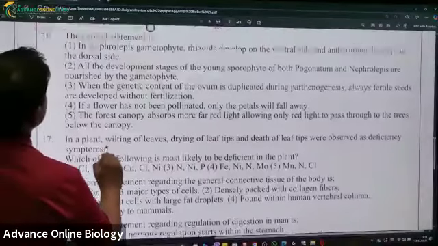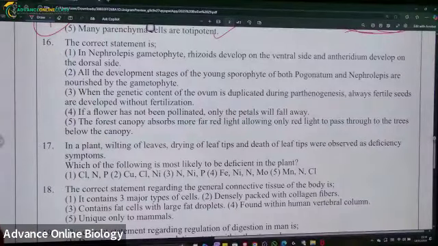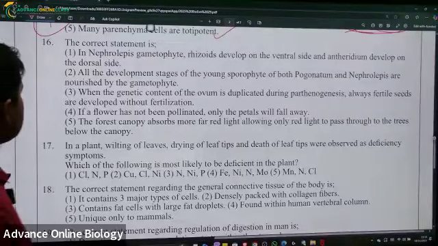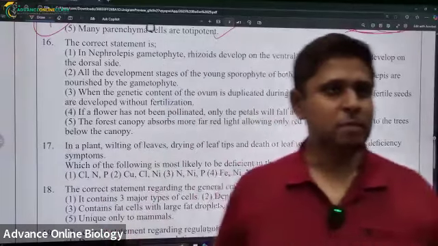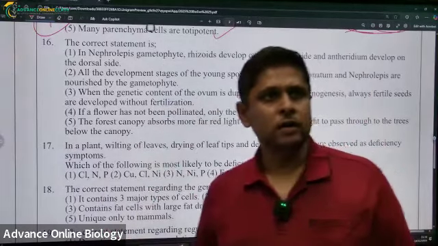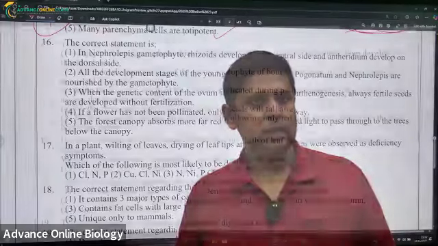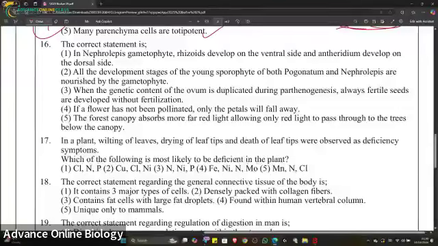Then, question number 16: the correct statement is, the Nephrolepis gametophyte rhizoids develop on the ventral side of the antheridium. Nephrolepis gametophyte rhizoids develop on the ventral side and the antheridia develop on the dorsal. Wrong. Both the gametophyte rhizoids and the antheridia and archegonia are all on the ventral side. Wrong.